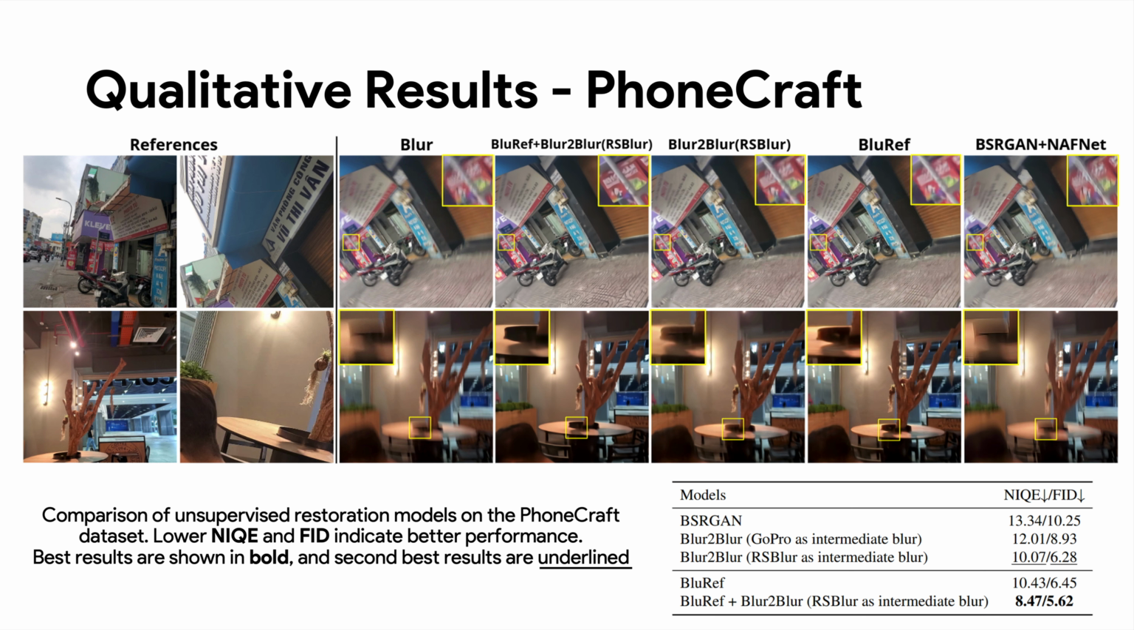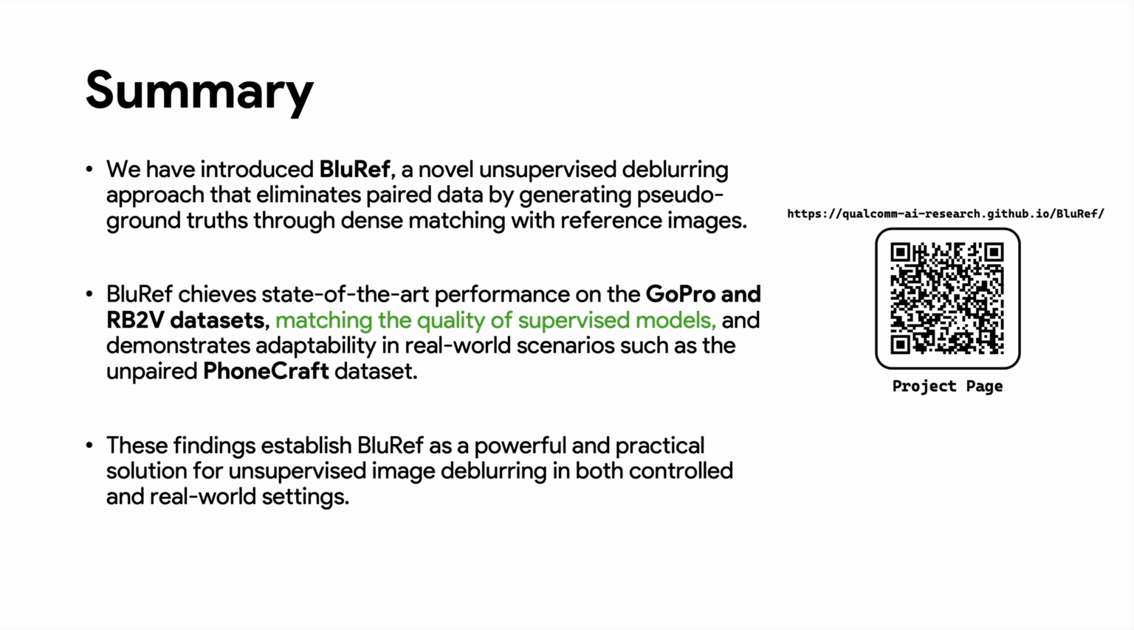Finally, on PhoneCraft, a challenging real-world smartphone dataset with no paired ground truth, BluRef produces visually cleaner results than blur to blur and BSR-GAN. And when combined with blur to blur, we get the best scores across the board, NIQE of 8.47 and FID of 5.62. This shows that BluRef is complementary to existing domain adaptation methods and highly practical for real deployment scenarios.